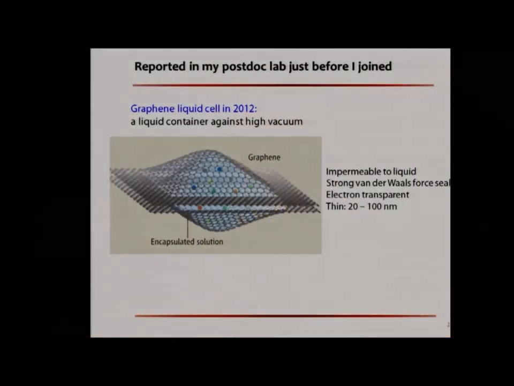Additionally, graphene is electron transparent and it can give us a really thin sample, so we can still enjoy the high spatial resolution of TEM despite all the liquid molecules surrounding our sample.